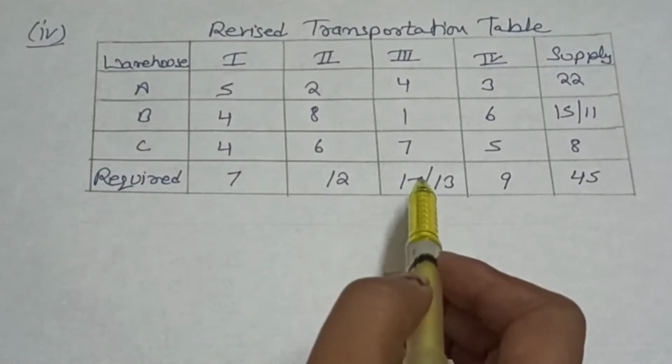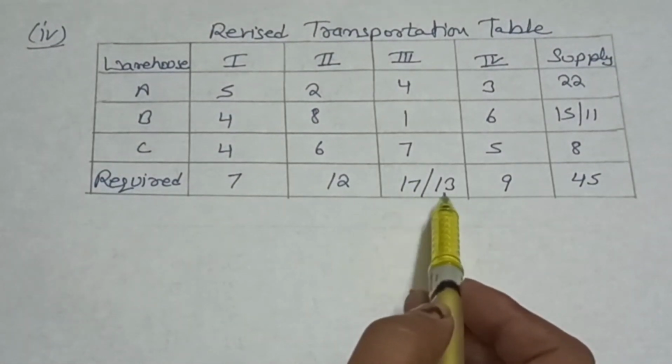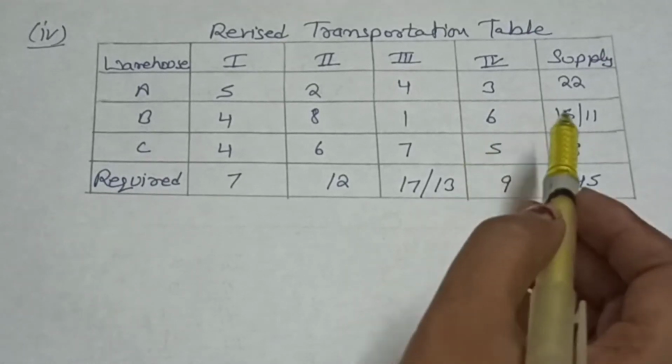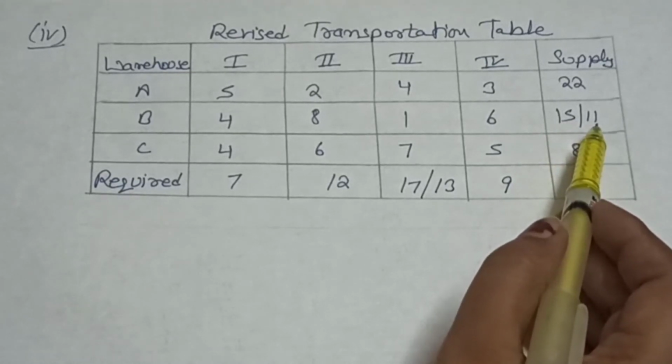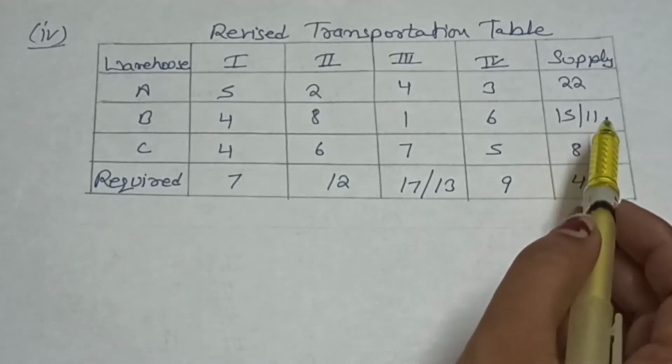You can see here the difference is 4. 17 minus 13 is equal to 4. So the difference is 4. And here the difference is also 4. 15 minus 11 is equal to 4.